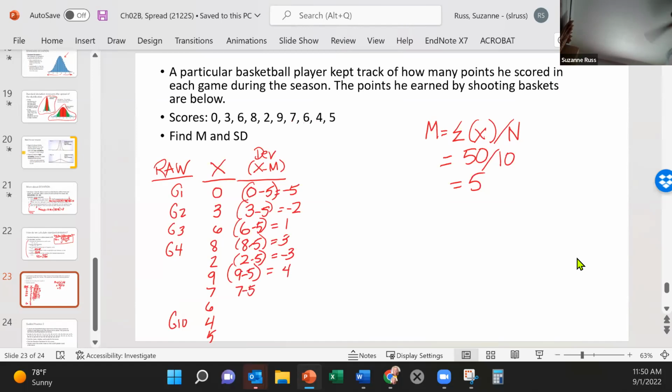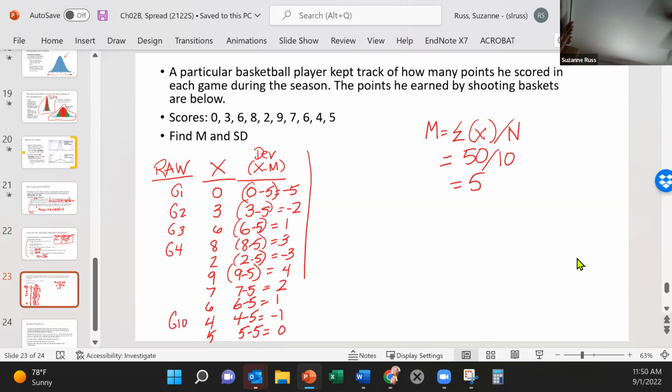7 minus 5 equals 2. 6 minus 5 equals 1. 4 minus 5 equals negative 1. And 5 minus 5 equals 0. So now we have the deviations.